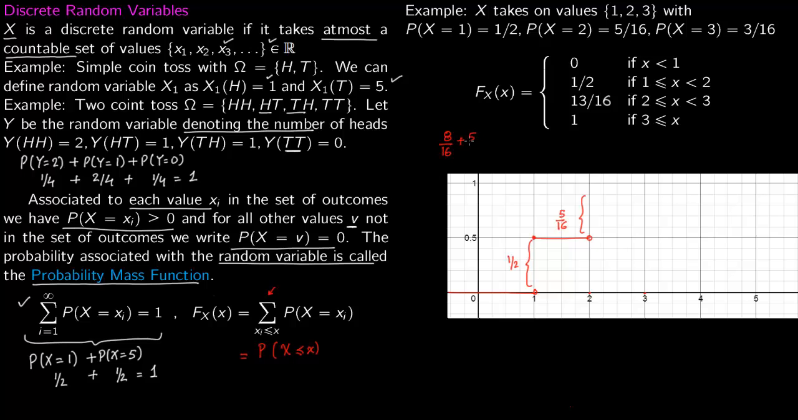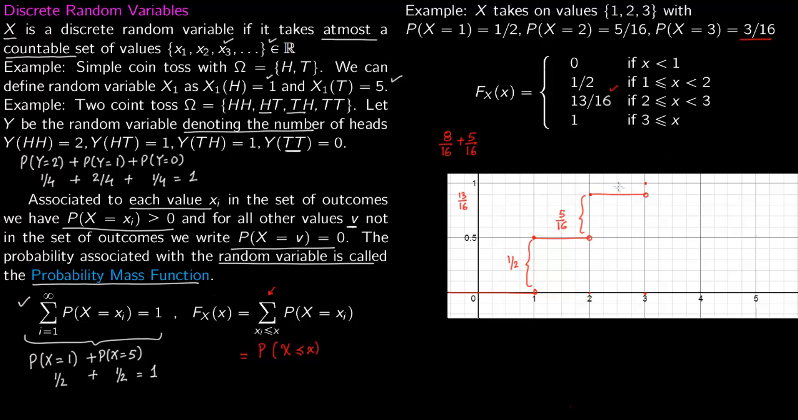8 by 16 plus 5 by 16 will give you 13 by 16. So you get 13 by 16 right here. Again you will have a hole right here. From 2 to 3 nothing changes, because after 2 the only value which the random variable takes is 3. So between 2 and 3 nothing changes. At 3 there is another jump which is 3 by 16.